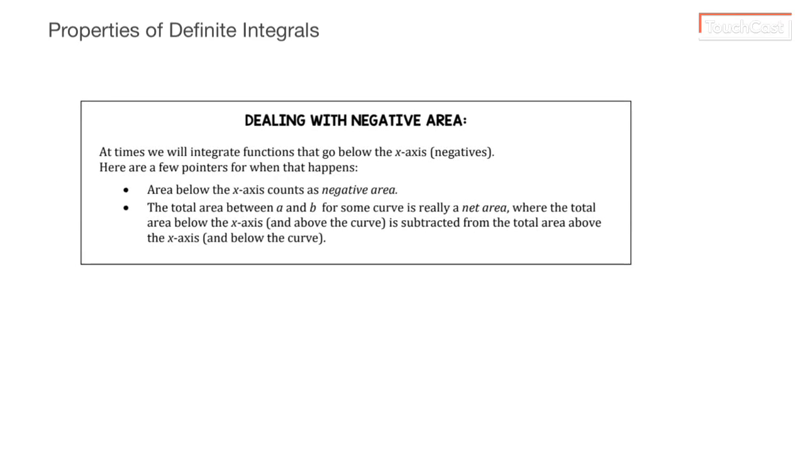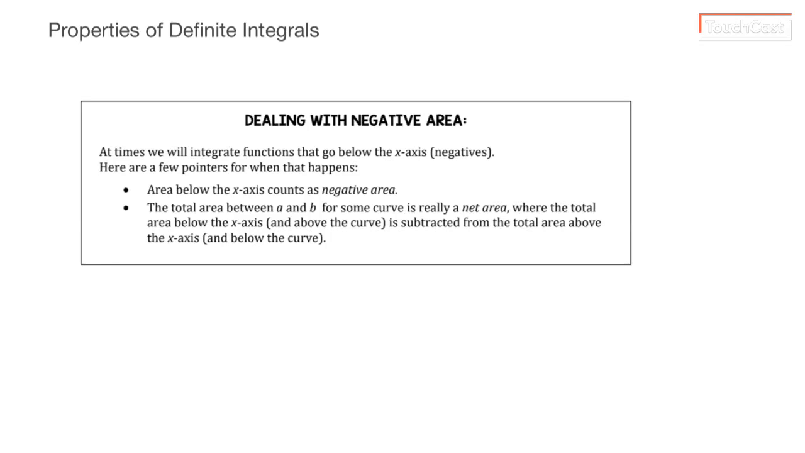We're going to have to look at some geometric functions today that might also contain negative values. When we're graphing them, that means they go below the x-axis, as well as positive values above the x-axis, and then possibly some zeros. Now, first, what do we do if we're dealing with negative area? At times, we're going to integrate functions that go below the x-axis, negatives, and that's fine. Here are some tips for when that happens.